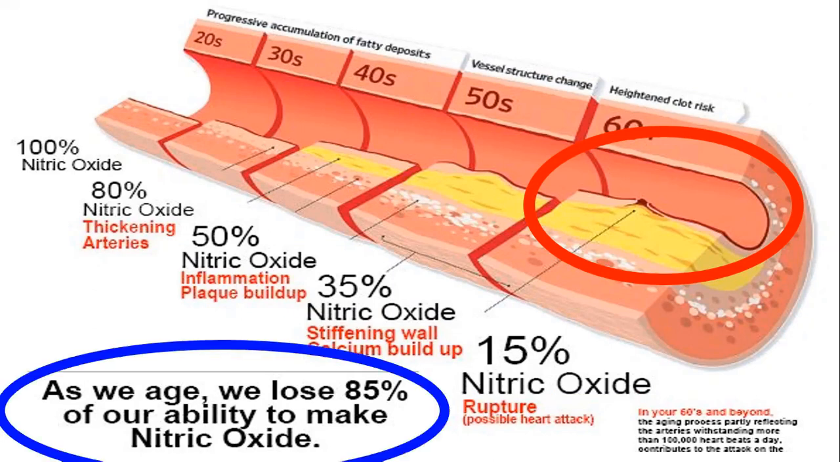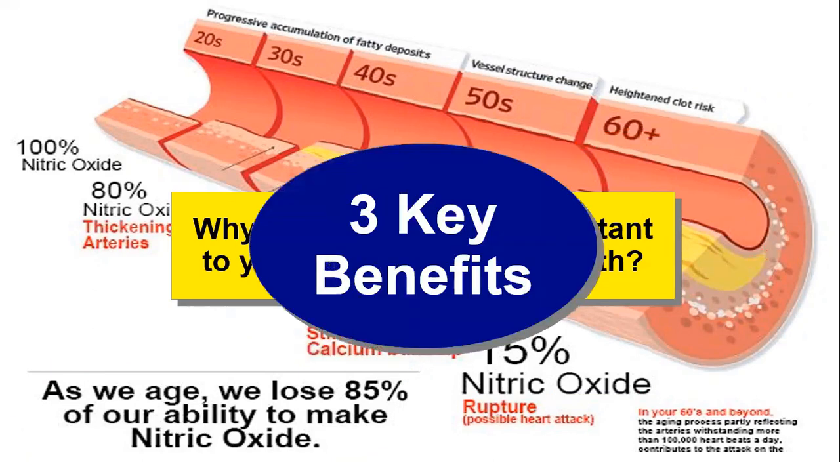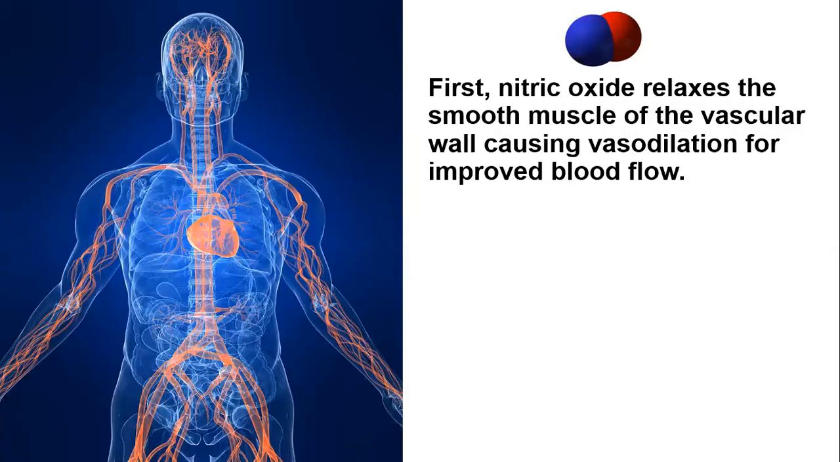And as you can see by the slide, a drastic reduction in nitric oxide production. So the question is, why is nitric oxide so important to your cardiovascular health? And the answer is 3 key benefits. First, nitric oxide relaxes the smooth muscle of the vascular wall, causing vasodilation for improved blood flow.